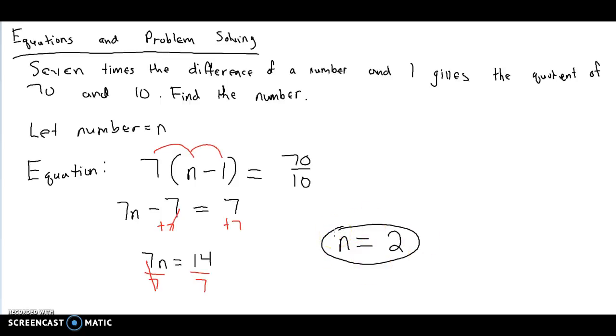So 7 times the difference of 2 and 1 gives the quotient of 70 and 10. We know our number is 2. We're not going to do it here, but if you're ever required to check, just take 2, plug it back into your equation, and see if it makes sense, which means the word problem will make sense. So our number is 2.